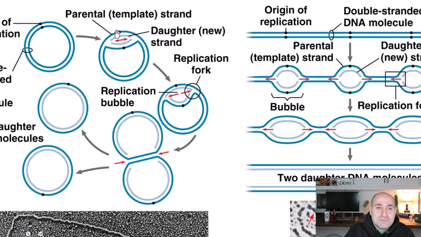You see, so you unzip the DNA, a replication fork, this is known as a replication fork because it looks like a fork in a road. DNA is copied in the right direction, and here's the fork, the replication fork, and DNA replication occurs in the left direction, and here's another replication fork. And look how this looks like a bubble. This is known as the replication bubble.